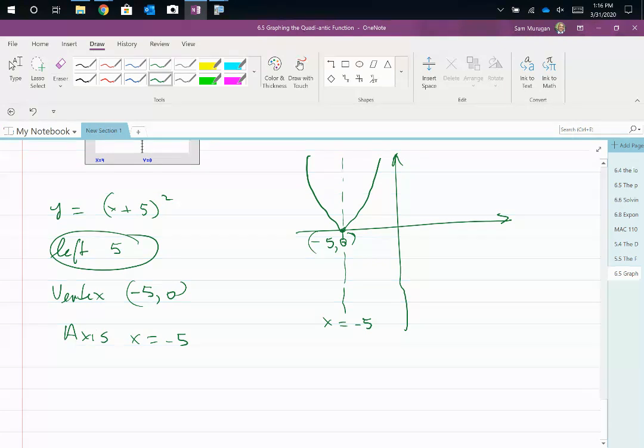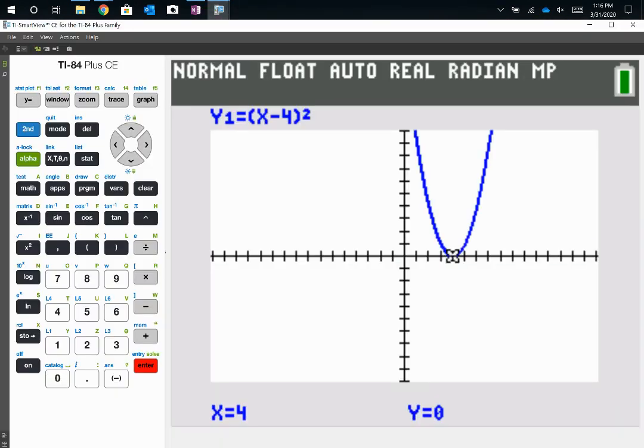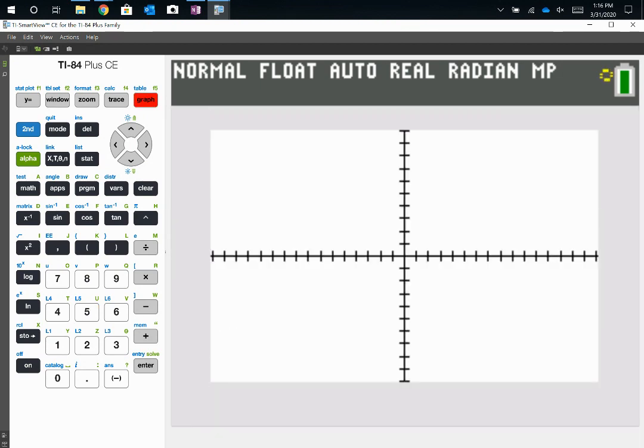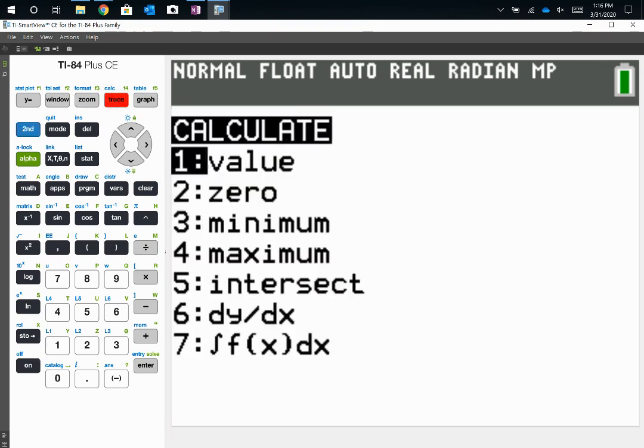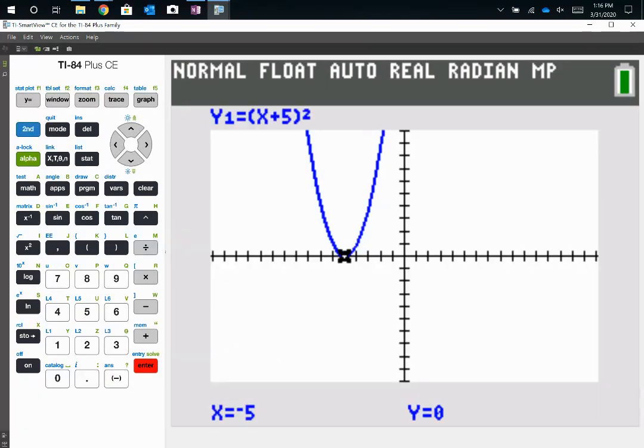Okay, so we're going to go ahead and get a picture of this as well. We're going to just change it to plus 5 and graph it, and then put in the value at negative 5, just so you can see that the graph shifted.